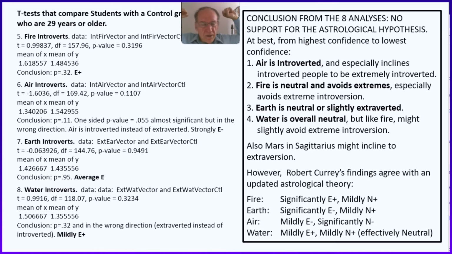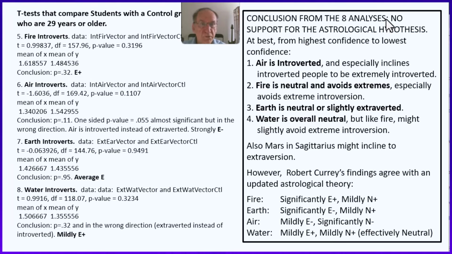If you want to take any little subtle hint of a finding, maybe air is introverted at best. Probably it's random fluctuation. But air is showing some tendency to be introverted, especially inclining introverted people to be extremely introverted. Opposite to what is said in astrology, but air is inclining to introversion. Fire avoids extremes, as I mentioned before.